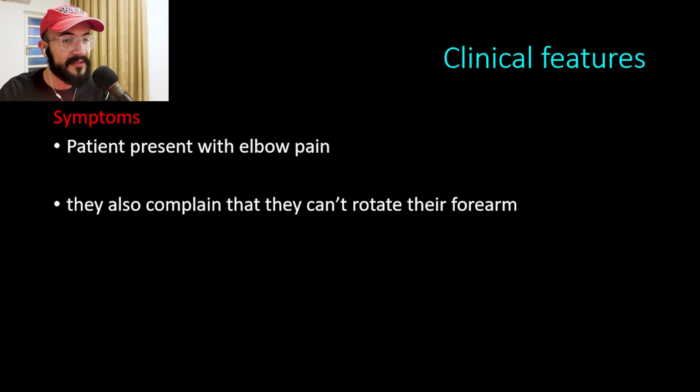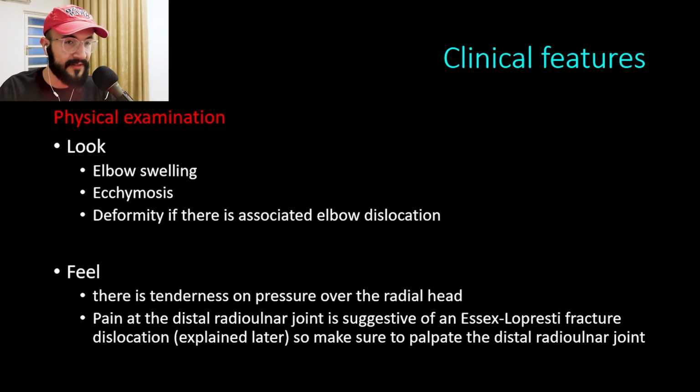Now let's talk about the clinical features. Regarding the symptoms, the patient presents with elbow pain, and they also complain that they can't rotate their forearm. Regarding physical examination, on looking, the elbow might be swollen, and there might be ecchymosis, and deformity is present if there is associated elbow dislocation.